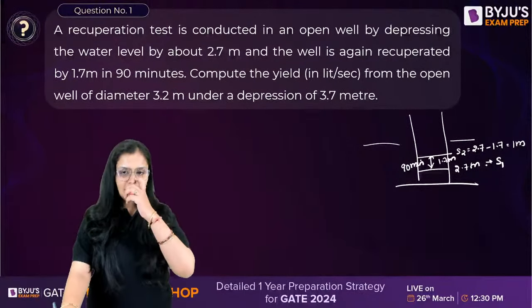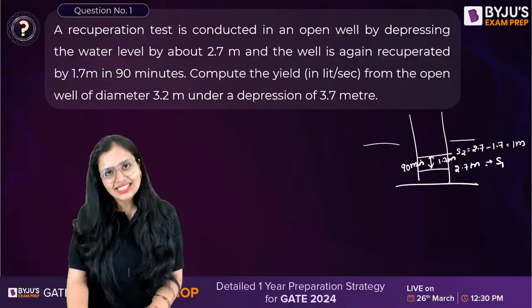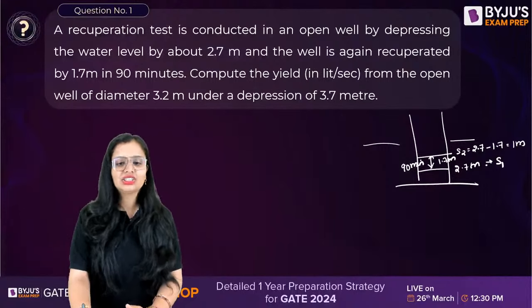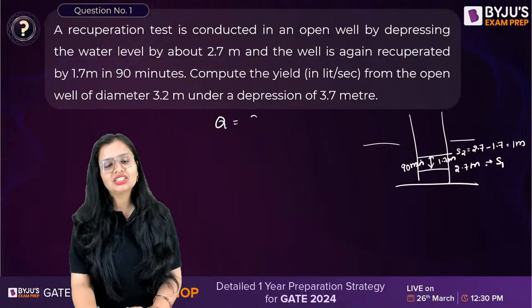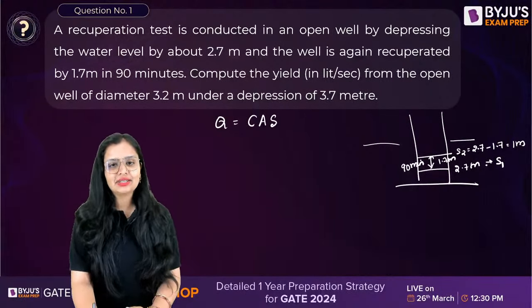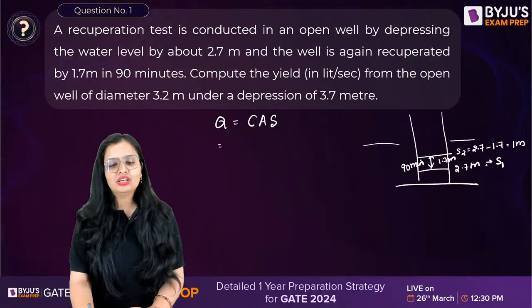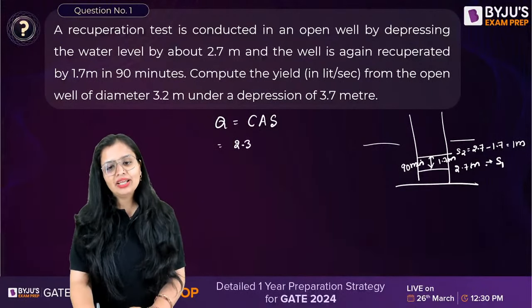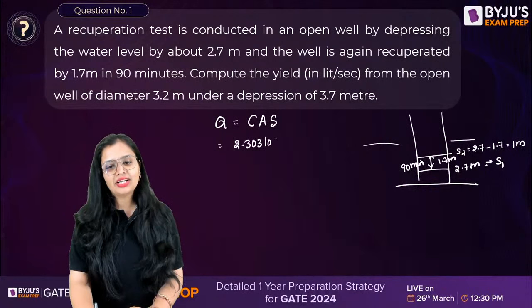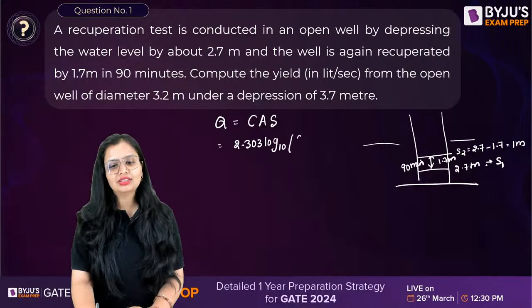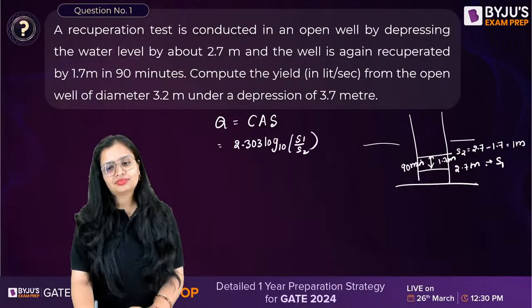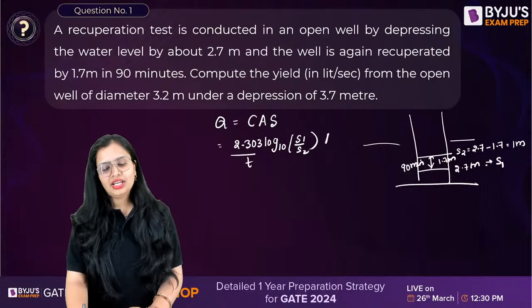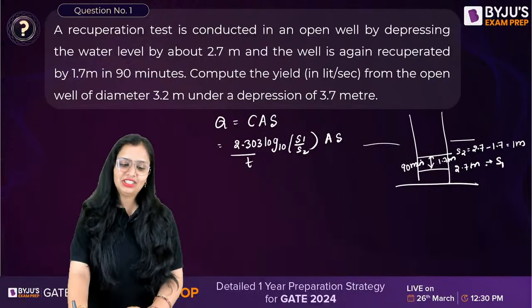Good evening, Arun. Now you have to calculate the yield. Yield means you have to calculate the discharge. What is the formula for discharge? Discharge is CAS. Now what is the formula for specific yield? I'm taking base 10, that's why I'm writing 2.303 log base 10, area into the depression head.